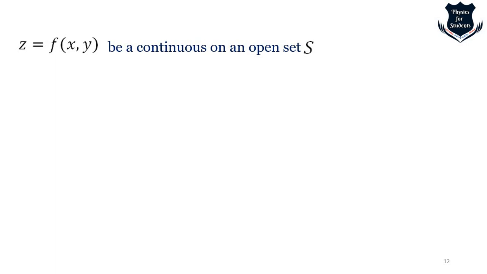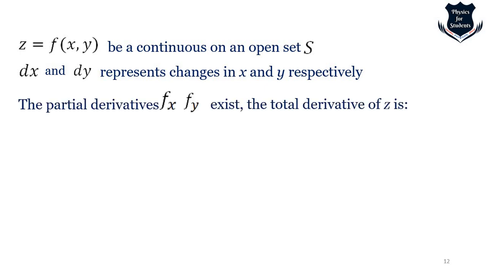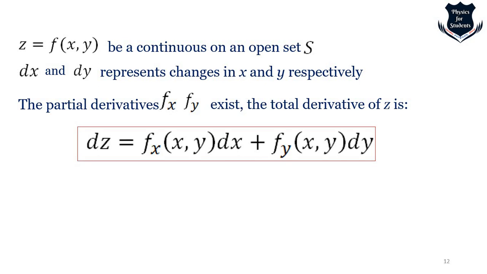Now let us suppose that this is a function on a continuous open set. I've called this set S, you can call it anything, and let dx and dy represent a change in x and y respectively. Then where the partial derivatives f sub x and f sub y exist, the total differential is given by this. Okay, this is the total differential.